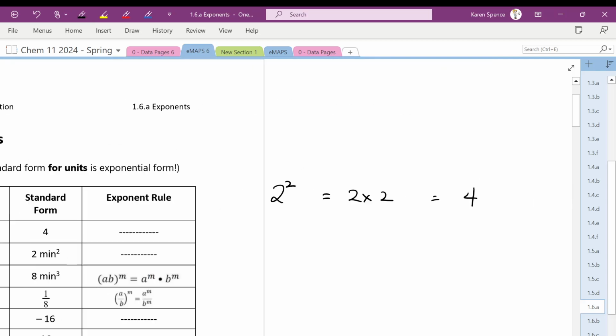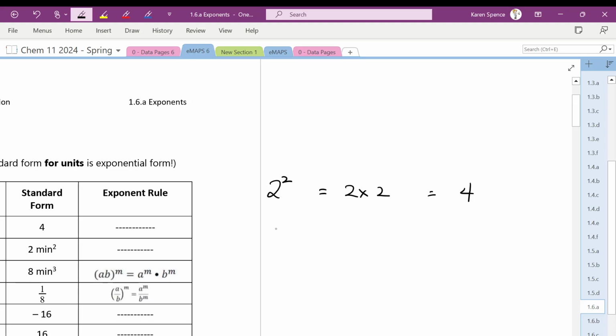And then if we had, what if I had 2 meters squared? What does that mean? It means I have 2 meters times meters. Okay. Now there's no way of reducing this back to anything. So we would just have to go back to 2 meters squared.